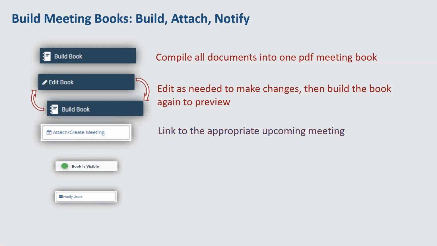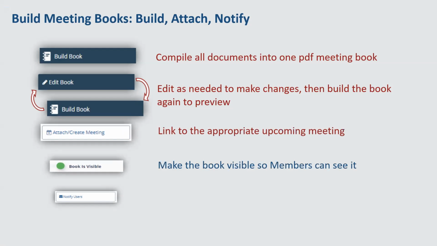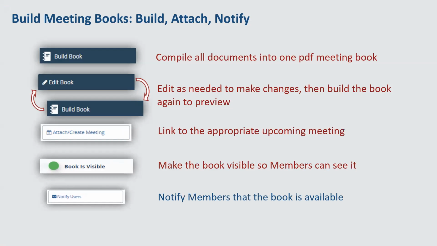You can also go ahead, if you have scheduled meetings out, attach it to that meeting. But of course, your final step is you want to make this book visible to your users. So of course, they can actually view it. You're going to click that dot, it changes to green, and it will also say book is visible. Another indication that it is now visible to your users is that you will have this notify users button. This would allow you to message your users, email them, letting them know this book is now visible for them to view. You will not have that notify users button until, again, you make that book visible.